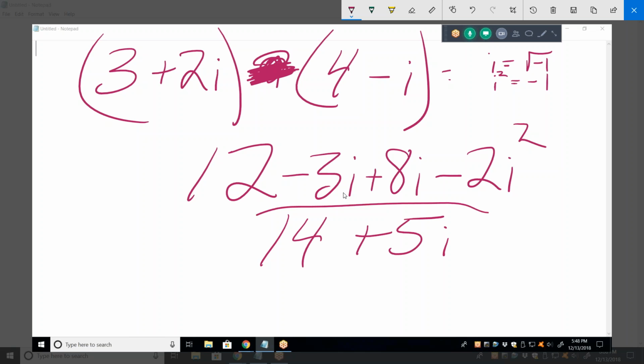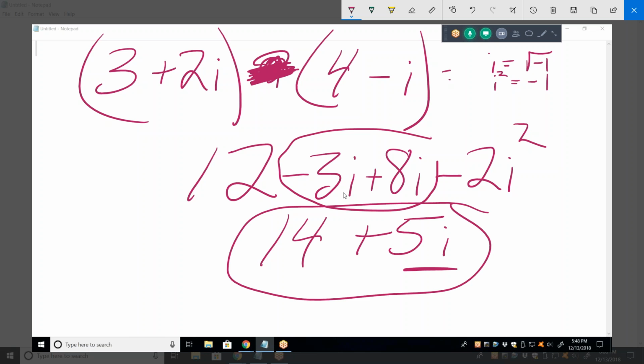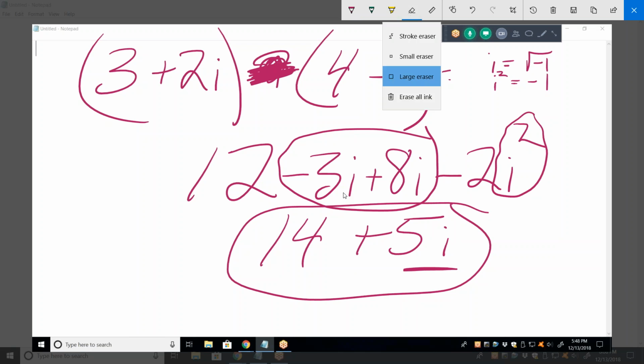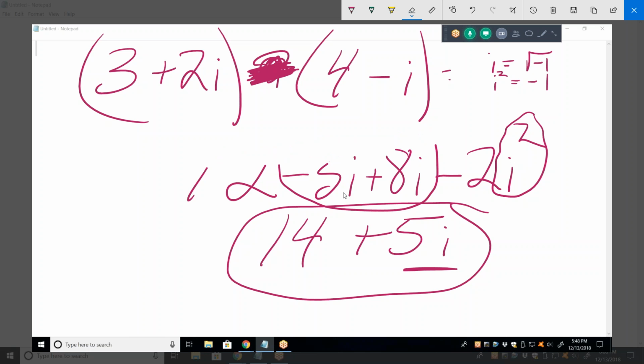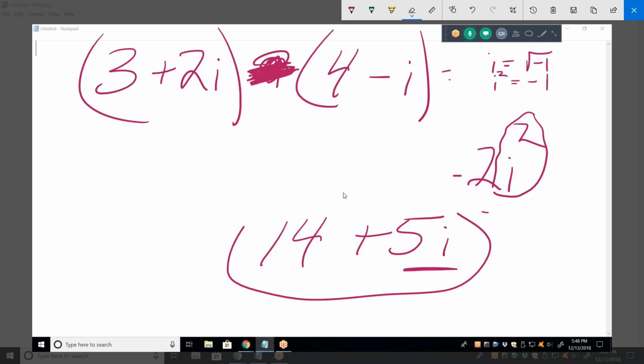So i squared can always be substituted as minus 1. Only i squared, not i. Notice I still have an i in my answer. In other words, I was able to combine those two i's to come up with 5i, but this i squared became a minus 1. And that is the key on all of these problems: convert your i squareds to minus 1. Now the only one that's hard is the division, because you're not really doing division.